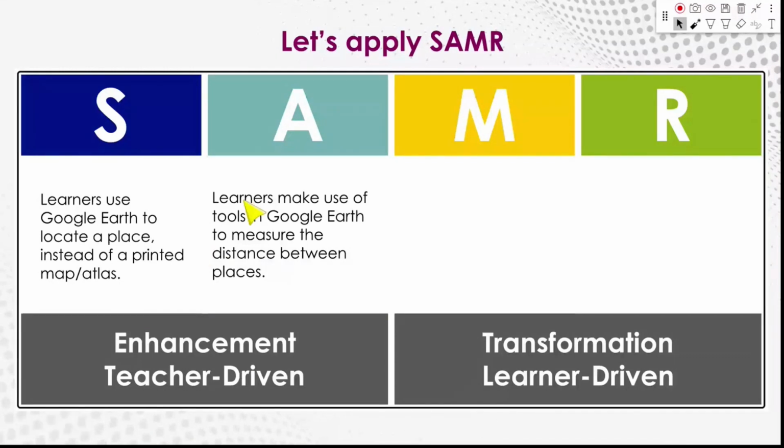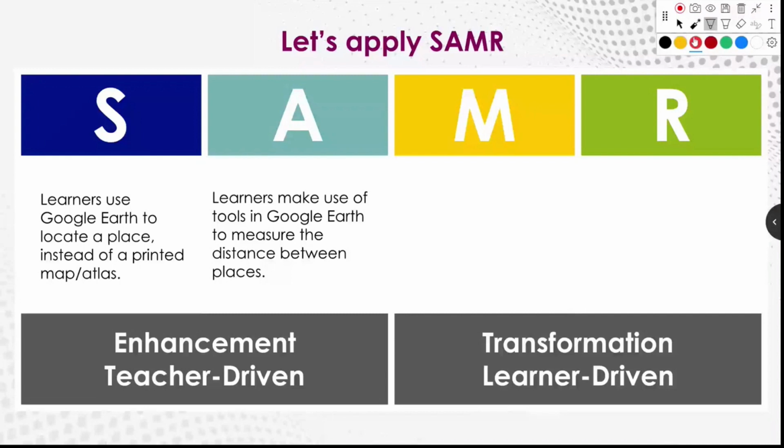Then augmentation. Now we're looking at learners making use of tools in Google Earth to measure the distance between places. Suddenly, measurement becomes more real. It's not just this abstract number that I'm trying to apply to something else. And one thing I really want to highlight here, which I don't think I mentioned in enough detail when we looked at SAMR, is that this is why we are much more comfortable with substitution and augmentation, because it is a teacher-driven thing. When we look at substitution and augmentation, it's still the teacher who drives the learning.